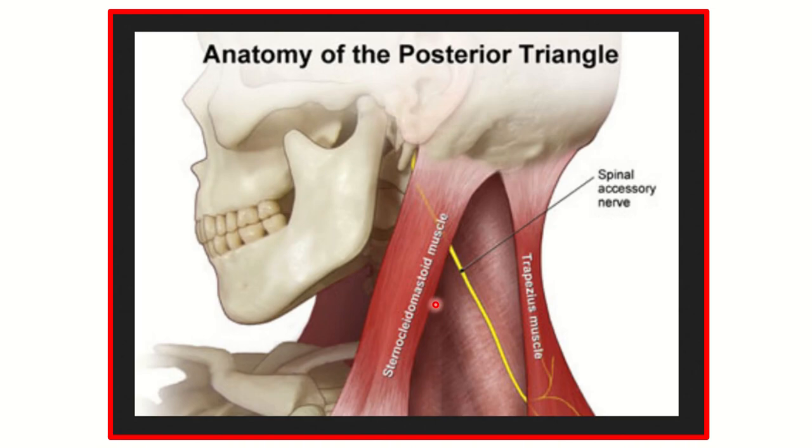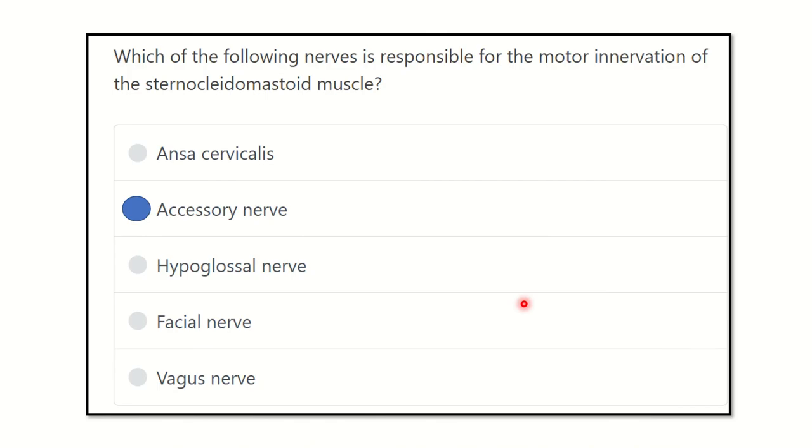Here is another picture. We can see the sternocleidomastoid and the trapezius muscle, and the spinal accessory nerve enters the neck. First of all it supplies the sternocleidomastoid muscle, then it goes to the trapezius muscle and supplies the trapezius muscle.